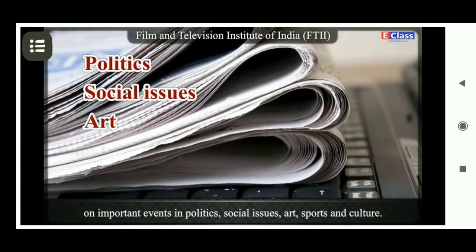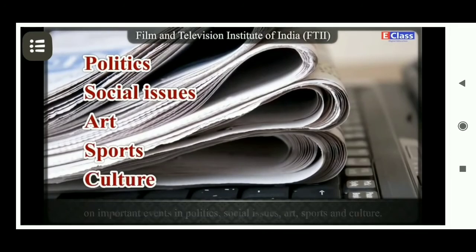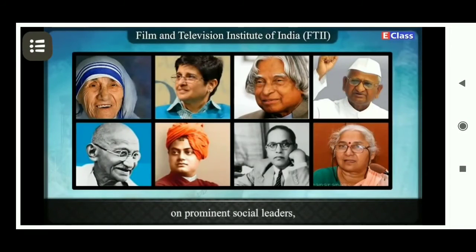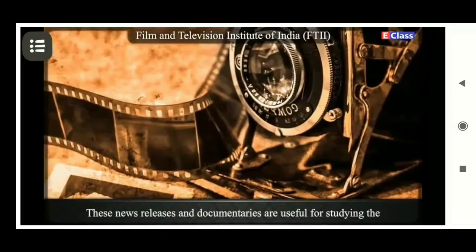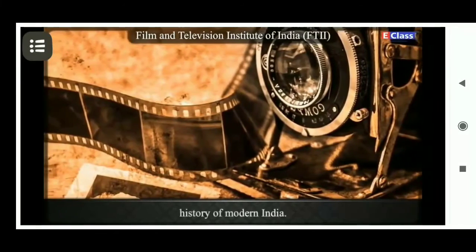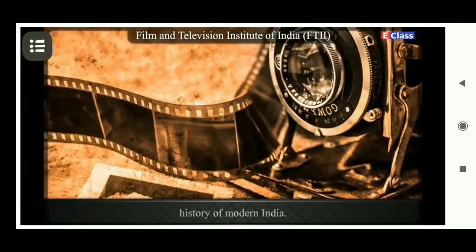art, sports, and culture. This department has also produced various documentaries on prominent social leaders, on people who have made major contributions for the country, and about important locations in India. These news releases and documentaries are useful for studying the history of modern India.